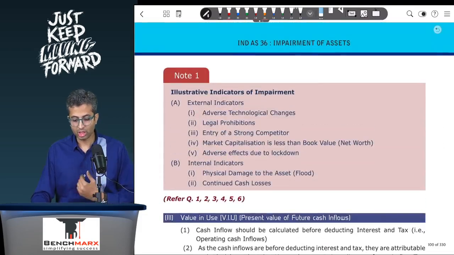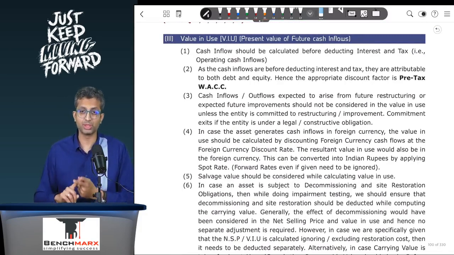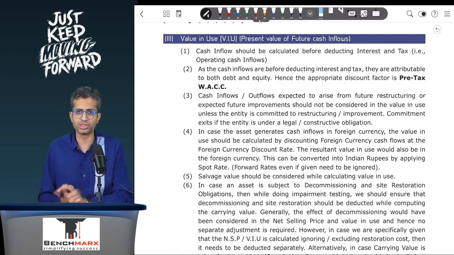Now, when we look at this value in use, we have discussed the important parameters, like it has to be pre-tax, pre-interest cash flows, and pre-tax WACC is the discount rate.